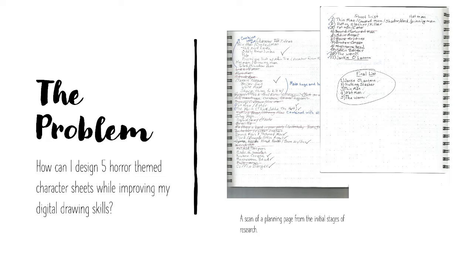So, here on the right, you see 2 pages from my journal where I made lists of characters and whittled them down slowly until I had a final list of 5. And there are the 5 that I settled on.